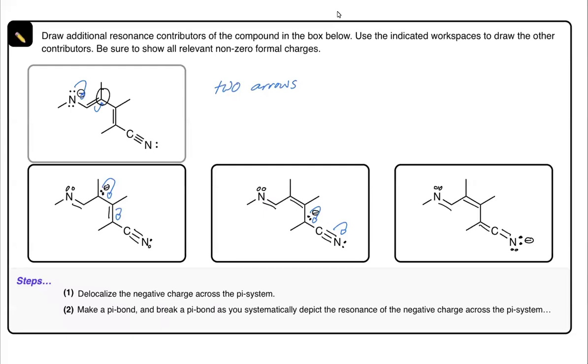All right, so in summary here, if we have a negative charge overall, we'll need two arrows to go from one contributor to the next. We need to make a pi bond and then break a pi bond. And here we just started at the very end of this system and pushed all the way across the system.